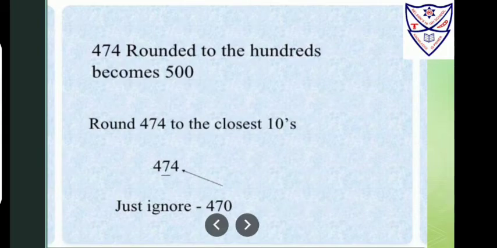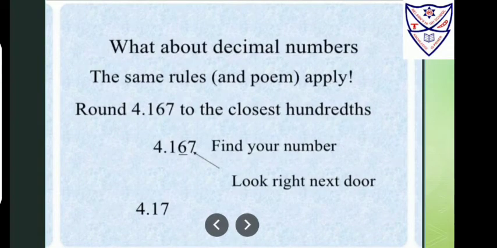Okay. Now see, I am taking the same example. Round off 474 to the closest tens. Find your number on the tens place. So 7 is our number. Now we have to see the right next door. On the right side, 4 is there. If it is 4 or less, just ignore. So here it is 4, so we ignore it, and it will become 470. Understood? Now, what about decimal numbers? Will the same rules apply? Yes. If it is a decimal or a simple number, you have to use the same poem.